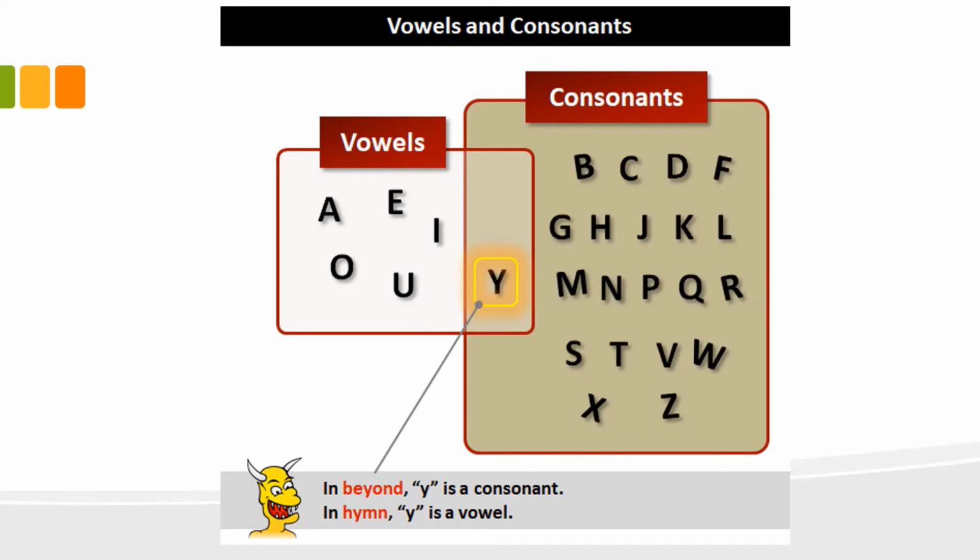In the word rhythm, it sounds like a vowel. So sometimes Y can also be a vowel. That is why it is said that in English there are 6 vowels: A, E, I, O, U, and sometimes Y.